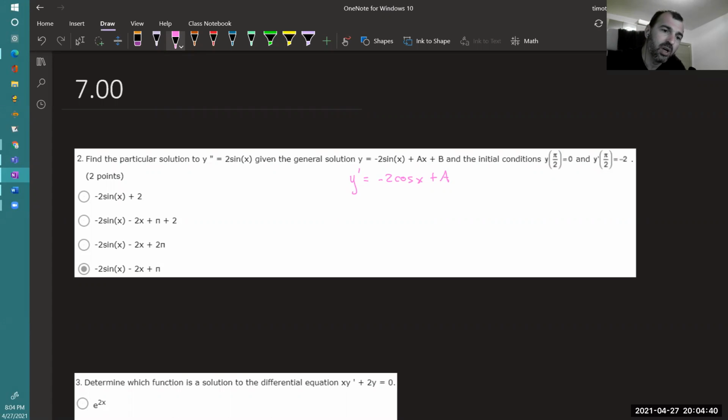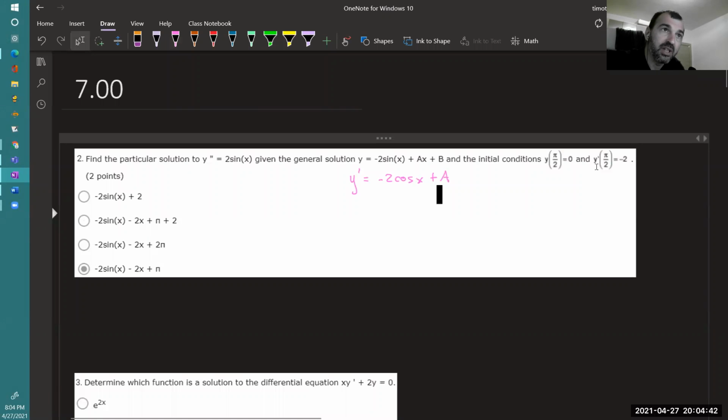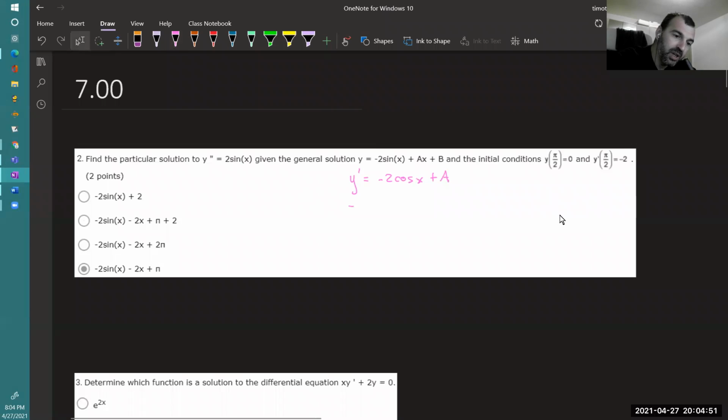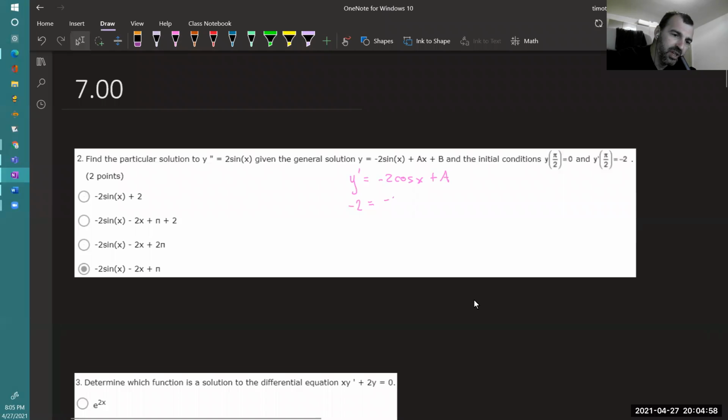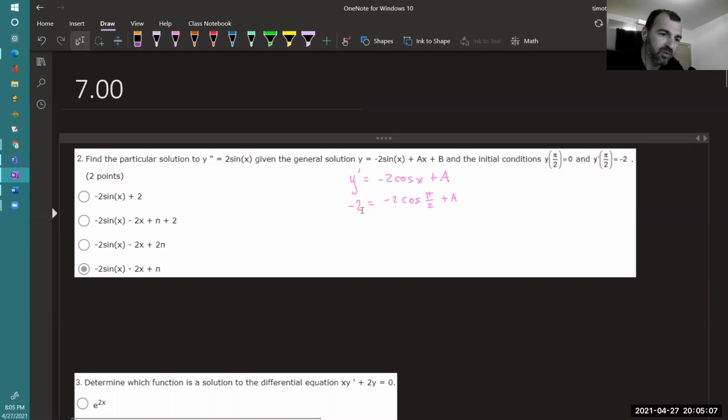Now, this is my first derivative. My first derivative is equal to -2 when I evaluate it at pi over 2. So I'm going to write -2 cosine pi over 2 plus a, allowing me to find a. That's kind of cool because I was able to replace this and this. I can now find a.